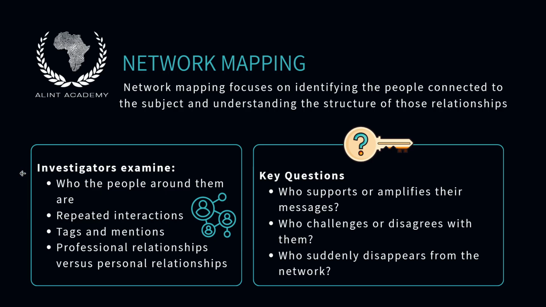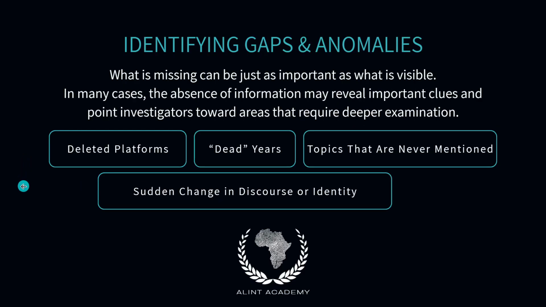We examine repeated interactions, who supports them, who challenges them, and who might suddenly disappear from their network. We also pay close attention to any gaps and anomalies in the data. Missing information or contradictions between sources, such as dead years or deleted platforms, can point to attempts to erase traces or changes in identity.